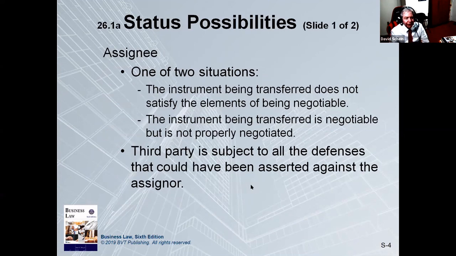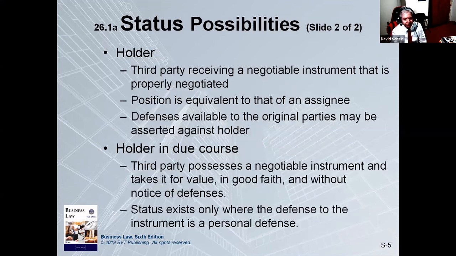So the instrument being transferred either does not satisfy the elements of being negotiable, or it is negotiable. If it's not negotiable, you may be able to transfer it, but the other side is still going to have to hold it and do something to make it negotiable. Whereas if it's a negotiable instrument, it's ready to rock and roll. But suppose you don't want to pay it, you have what are called defenses. So we're going to look at that next.